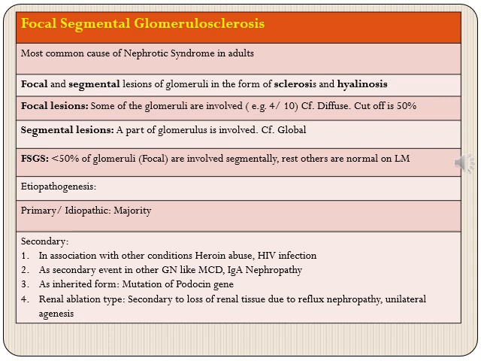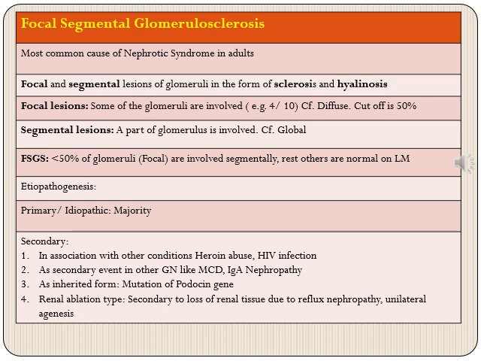So coming on to etiopathogenesis, it can be primary or idiopathic, which accounts for the majority of the cases of FSGS, or it can be secondary, like it can be associated with conditions like heroin abuse, HIV infection, then secondary event in other types of glomerulonephritis where it was a minimal change disease or IgA nephropathy to begin with, and then later on progresses into FSGS.